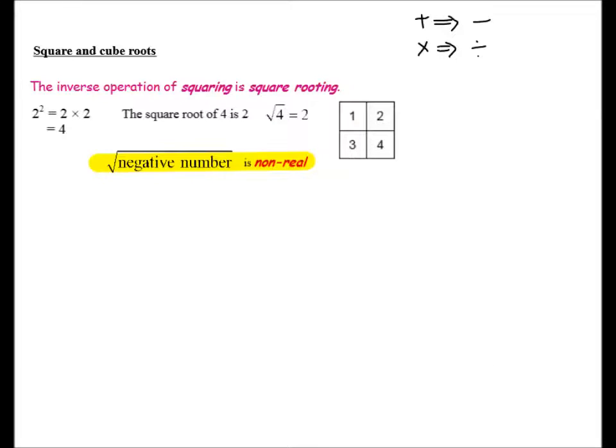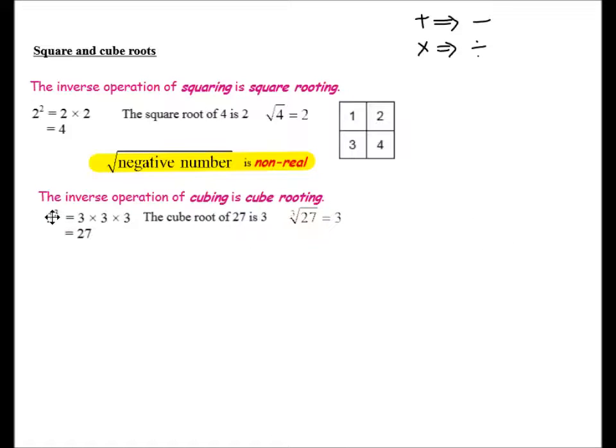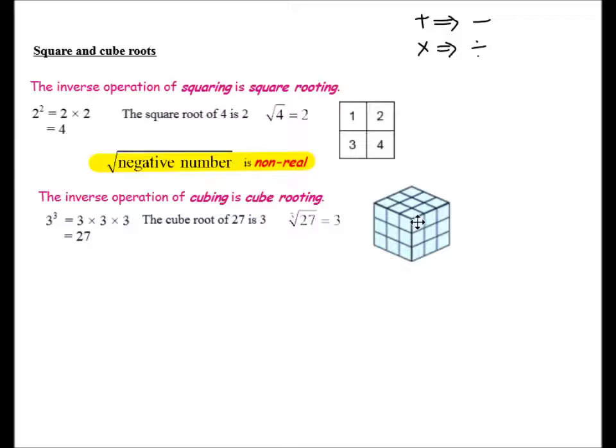The inverse operation of cubing is cube rooting, because if you had 3 multiplied by 3 multiplied by 3, it is 27. So if I gave you 27 blocks and asked you to make a perfect cube, that is the shape you would have, and you would have 3 blocks on the one side, 3 blocks on the other side, and 3 blocks high. That is a perfect cube. A negative number, cube rooted, is negative. So we can find the cube root of a negative number.